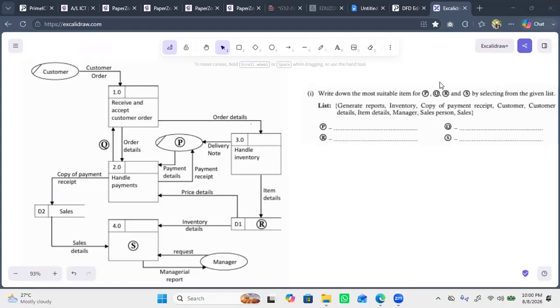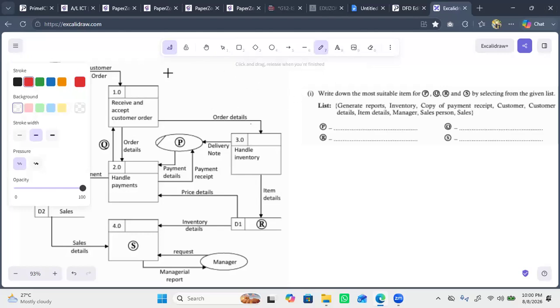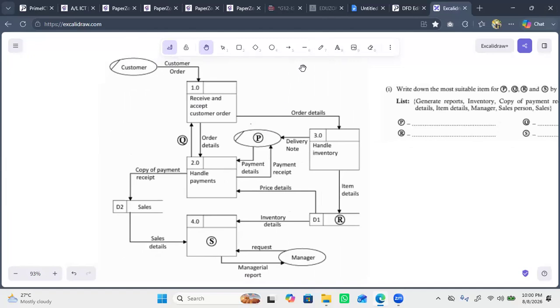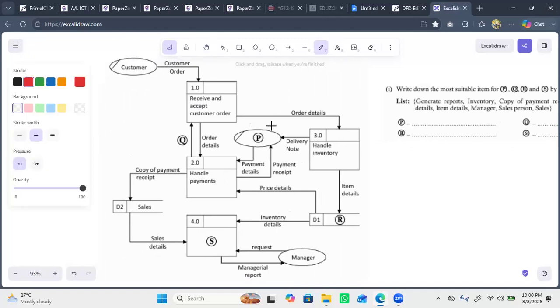Send me the answer for the PP, at least P1. People who are in the meeting, send me at least P. What is P? Tell me. P. Tell me what is P. This one, this P. Very simple. Tell me what should be this P. Can anyone guess? What should be this P?